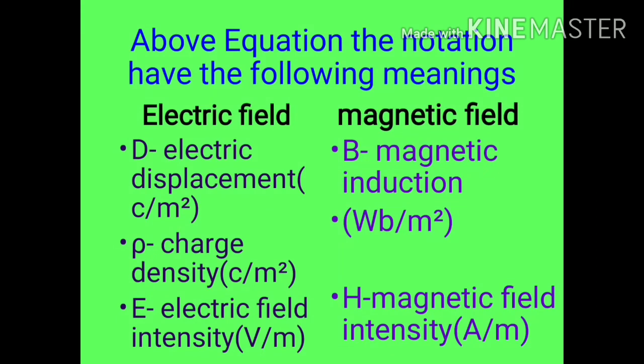In the above equations, the notations have the following meanings. D is the electric displacement, unit coulomb per meter squared. Rho is the charge density, unit coulomb per meter cubed. E is the electric field intensity, volt per meter. B is the magnetic induction, weber per meter squared. H is the magnetic field intensity, ampere per meter.